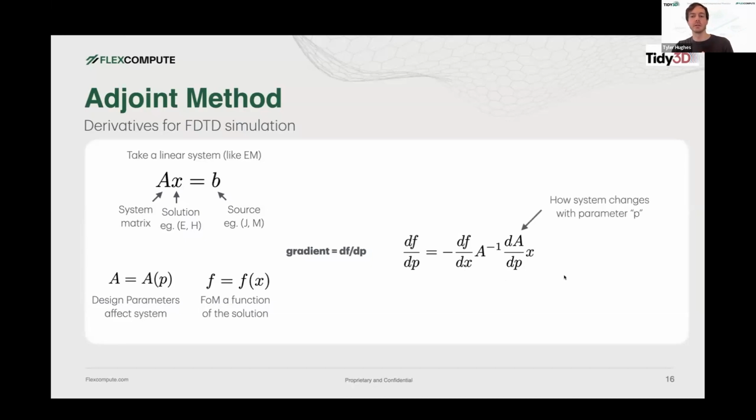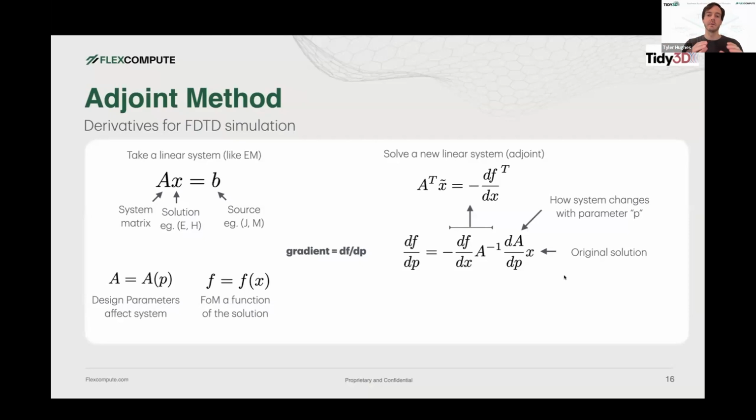This expression includes the change in the system matrix with respect to each parameter. So for example, if I move a waveguide, this would select out the area that got changed from that parameter change. It involves, critically, the original electromagnetic fields from the original system that you're solving. And then you have this ugly term here. The key with the adjoint method is to just group this term on the left together and identify it as just another field solution.